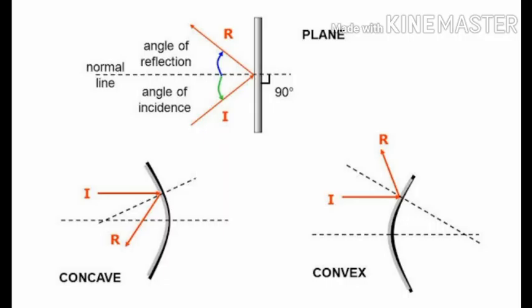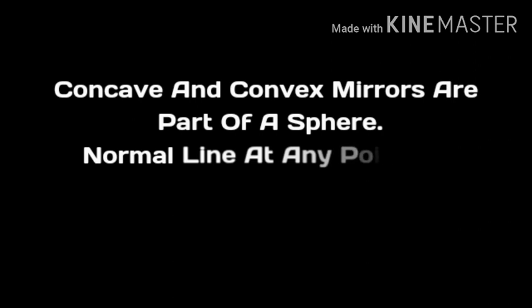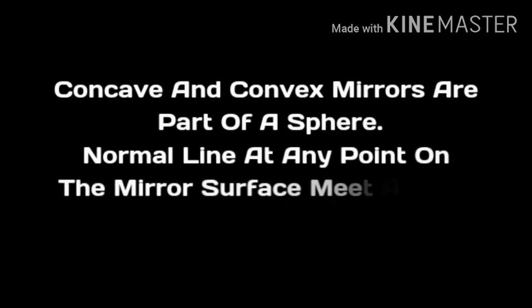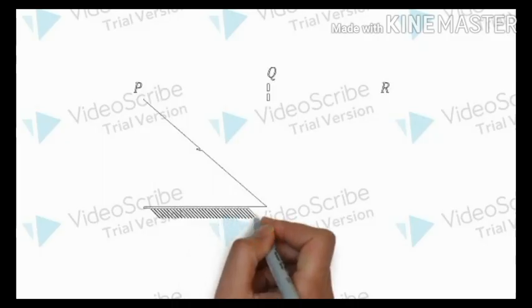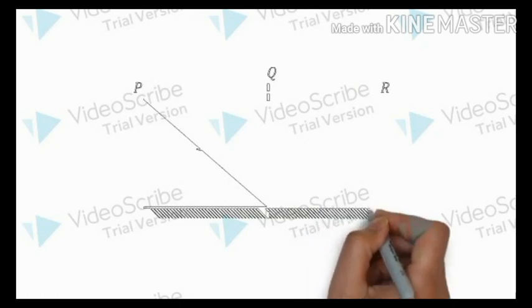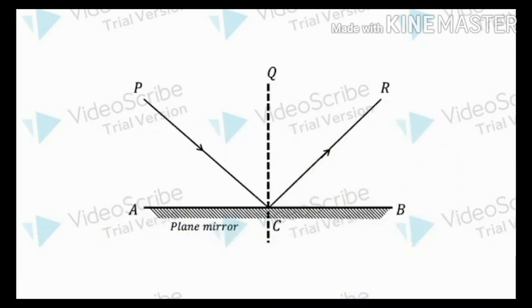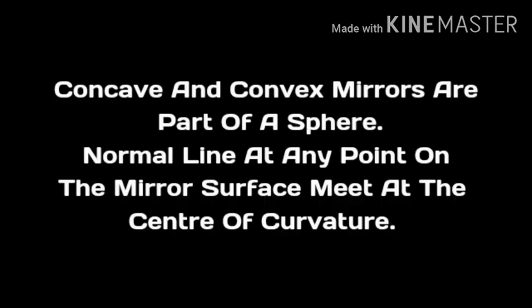In the case of spherical mirrors, that is the concave mirror and convex mirror, in order to measure the angle of incidence and angle of reflection, we have to draw the normal line at the point of incidence. For a plane mirror, it is very easy to draw the normal line because we have to draw a perpendicular line at that particular point of incidence. But for a curved surface, how can we draw a normal line?